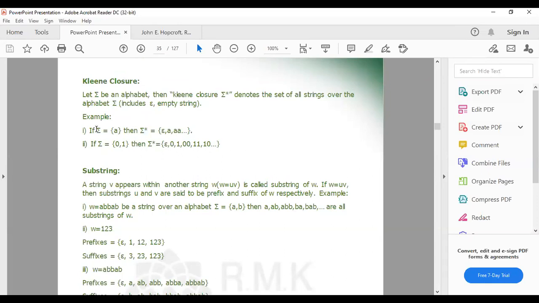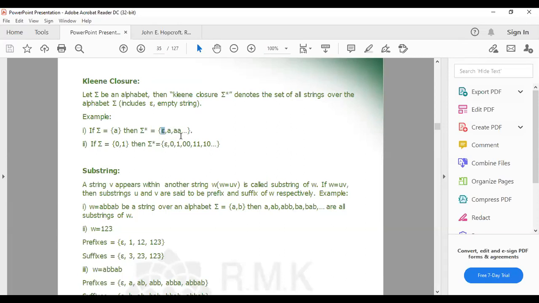So here the epsilon is with the input symbol A. Epsilon star, the Kleene closure, is the set of all possible strings that include the empty string also. First you start with epsilon, then A, then AA, AAA, AAAA, and so on.